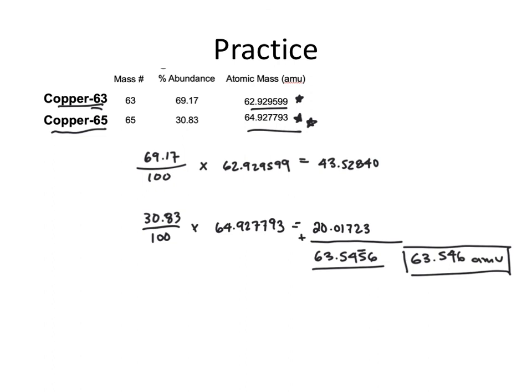So this is how you calculate average atomic mass for your elements. That's how we get to the numbers under the element symbols on the periodic table. And that's the way it goes.